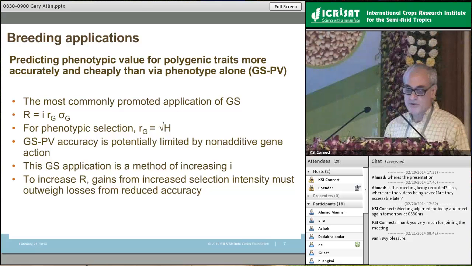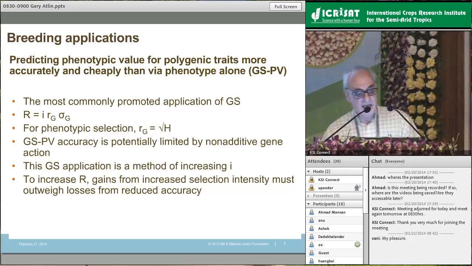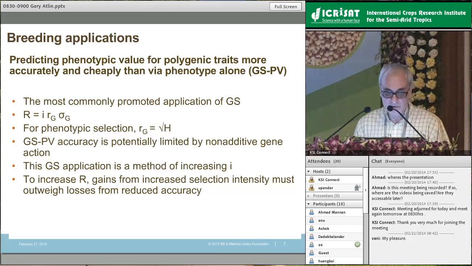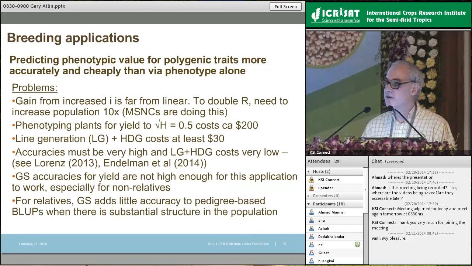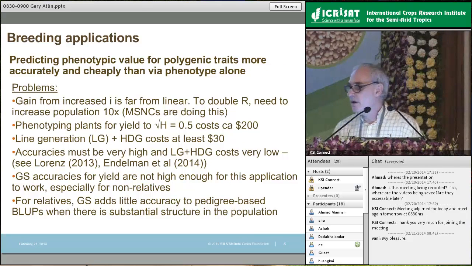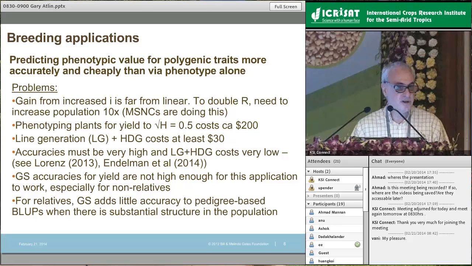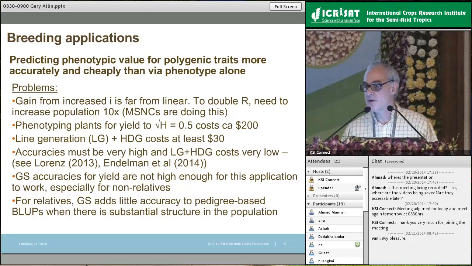There are some problems with that. Gain from increased selection intensity is far from linear. Roughly speaking, to double selection response, you need to increase population sizes tenfold. Now, multinational seed companies like Pioneer, Syngenta, Monsanto are doing this in their breeding pipelines, but they can do it because their line generation costs and genotyping costs are extremely low.